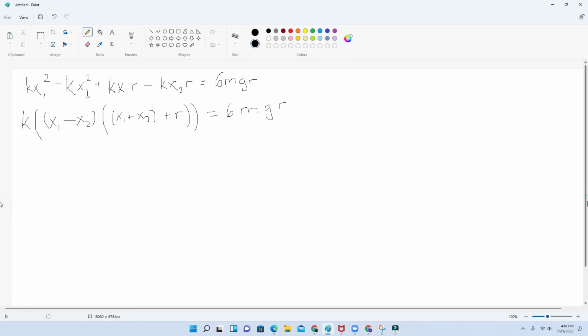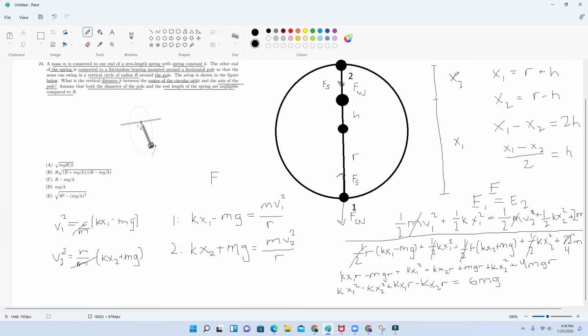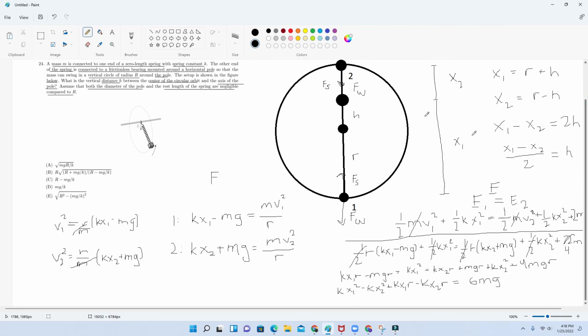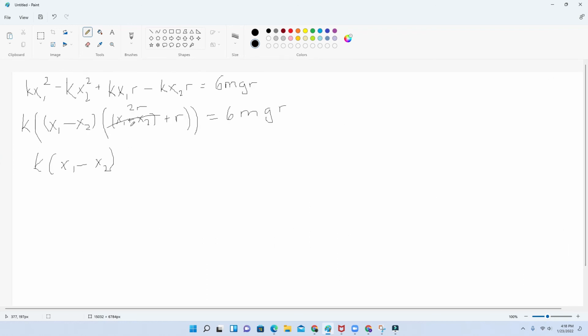But here's the thing. Based on a diagram from down below, we see that x1 plus x2 is equal to 2r. So we can actually just substitute, and we get k times x1 minus x2 times, instead of x1 plus x2 plus r, we can substitute this with 2r, right? Because in our diagram, we had x1 plus x2 is 2r. So we'll just do 2r plus r, 3r. And that's equal to 6mgr.